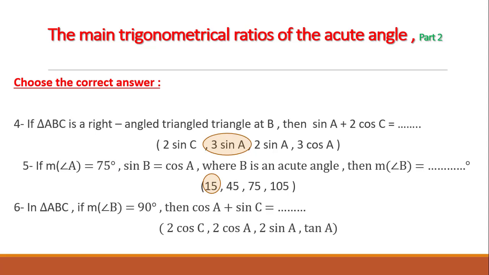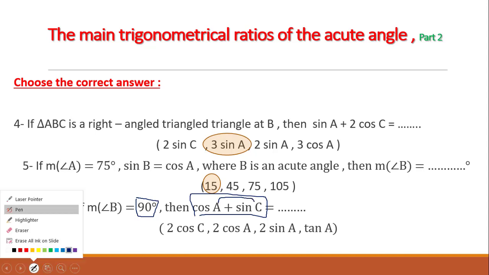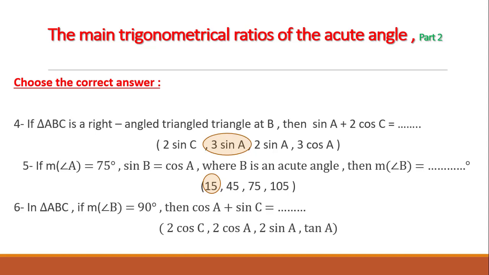Number 6, in triangle ABC, if measure of angle B is 90, then cosine A plus sine C equals what? This is a triangle ABC. Measure of angle B is 90. It means the two angles A and C are complementary. So cosine A equals sine C and vice versa. Let's write instead of sine C, cosine A, and add cosine A plus cosine A. It means 2 cosine A. So this is the right answer.